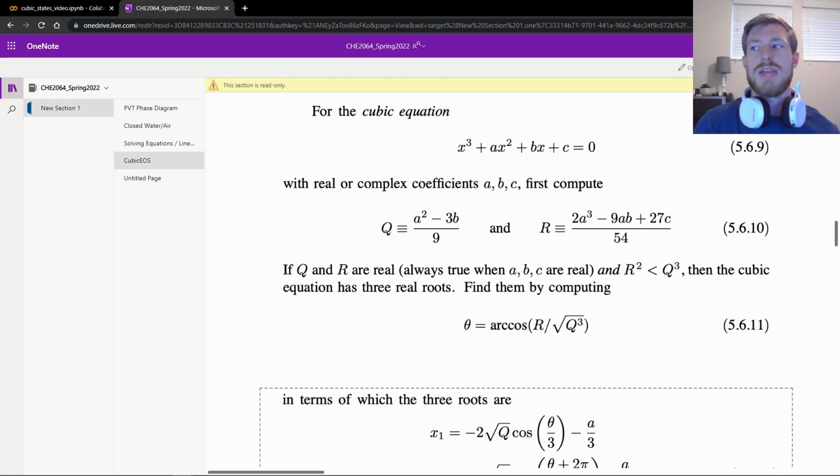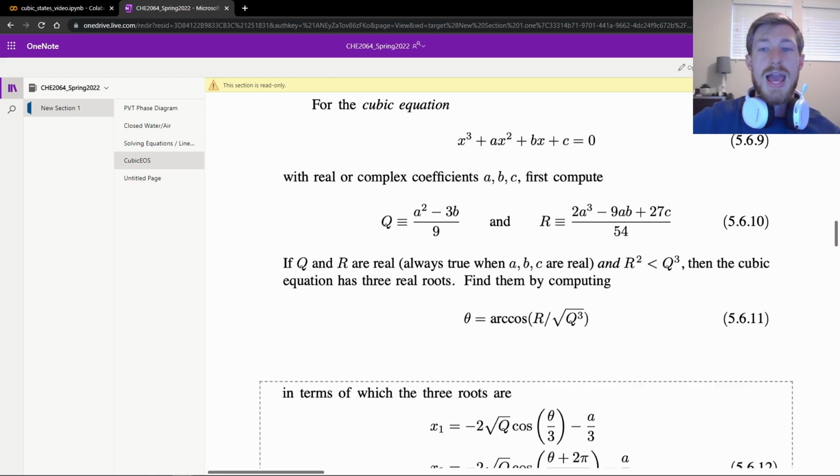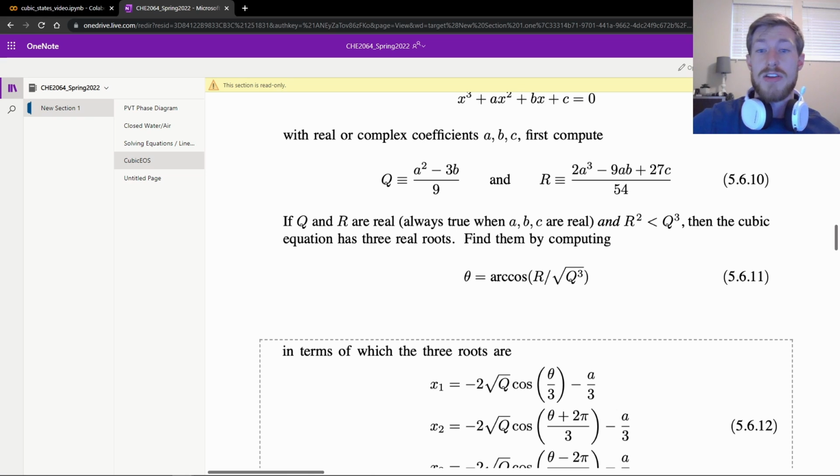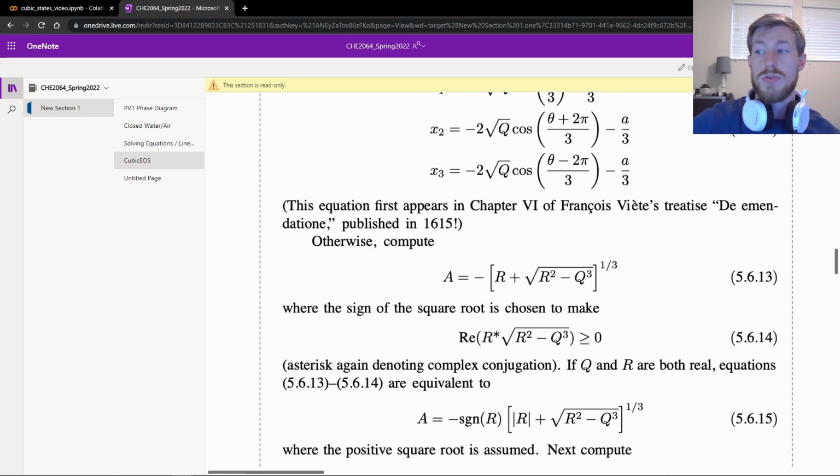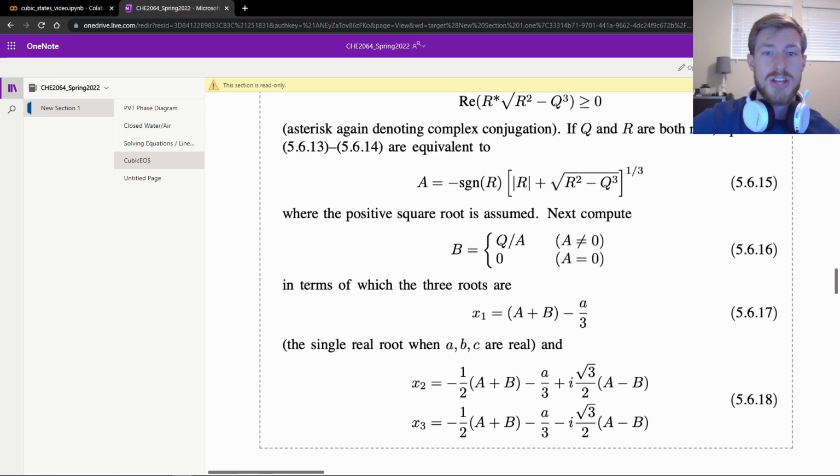For the cubic equation, x cubed plus ax squared plus bx plus c is equal to 0, which is the standard form, with real or complex coefficients, either doesn't matter, we can calculate q and r, which are these values: a squared minus 3b over 9, and 2a cubed minus 9ab plus 27c all over 54. And depending on the relationship of the value between r and q, r squared being less than q cubed, we can determine right away whether a cubic polynomial expression has 3 roots or has only 1 and 2 imaginary roots.